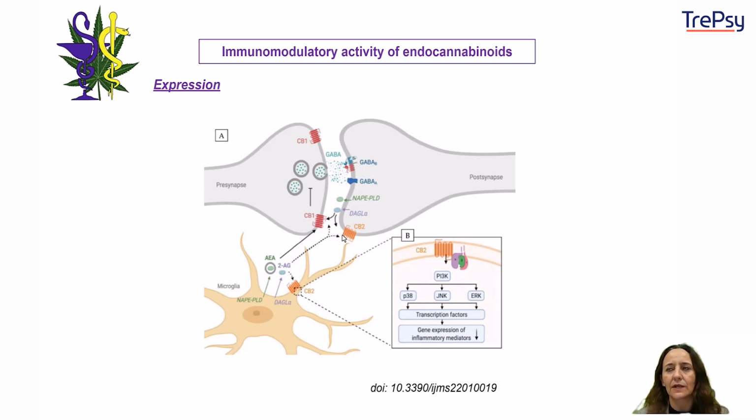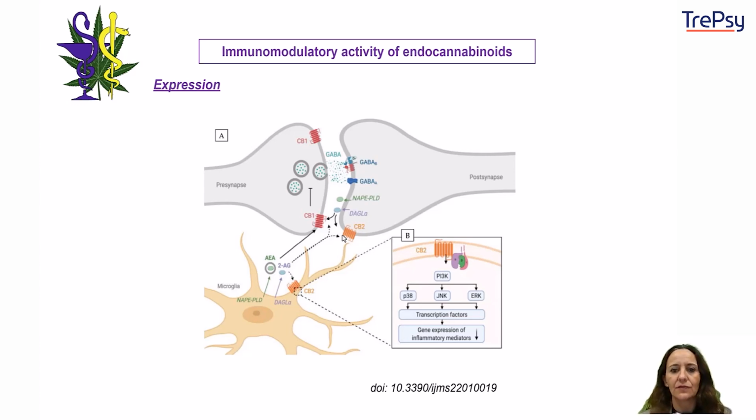Well, there is a lot of information still to be known, but up to date, we know that the main transduction signaling of the CB2 receptor is directed to the suppression of the inflammatory response. So it's a very important anti-inflammatory receptor mediator, and we are going to see it in different situations, cells, tissues, and illnesses.